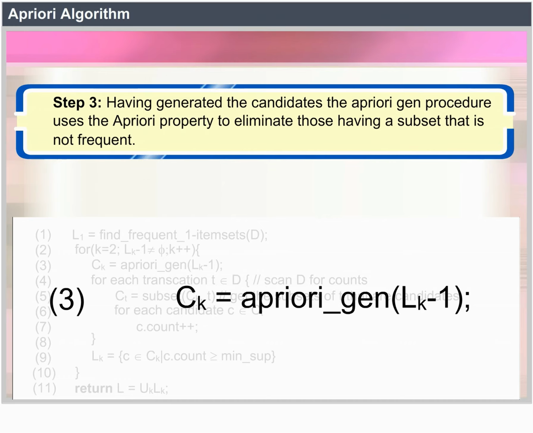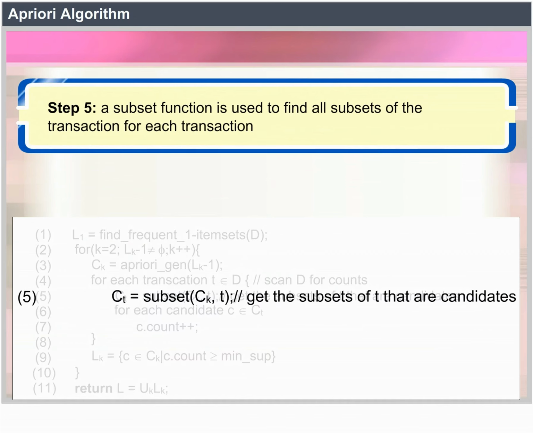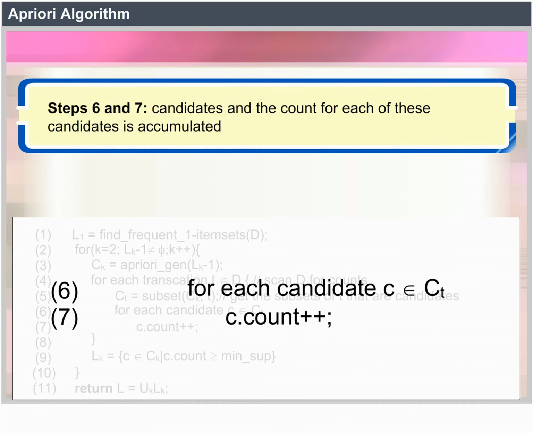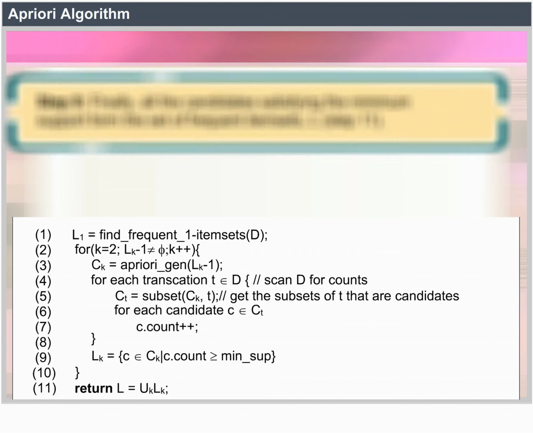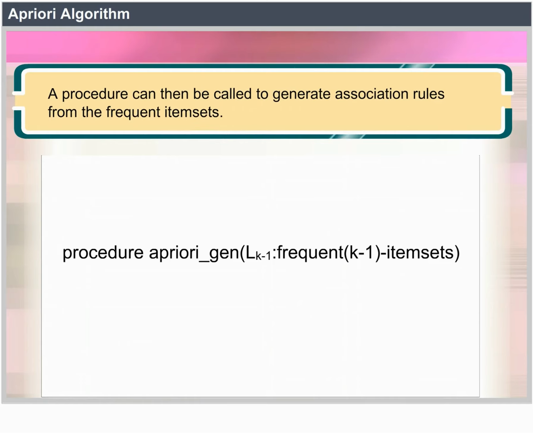Step 3. Once all the candidates have been generated, the database is scanned. Step 4. For each transaction, a subset function is used to find all subsets of the transaction that are candidates. Step 5. The count for each of these candidates is accumulated in steps 6 and 7. Finally, all the candidates satisfying the minimum support in step 9 form the set of frequent item sets L, step 11. A procedure can then be called to generate association rules from the frequent item sets.